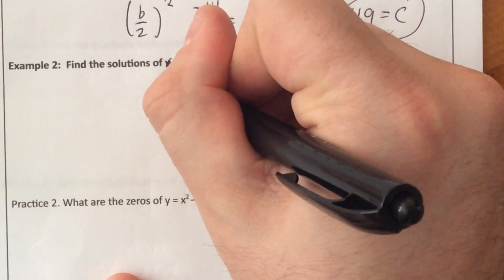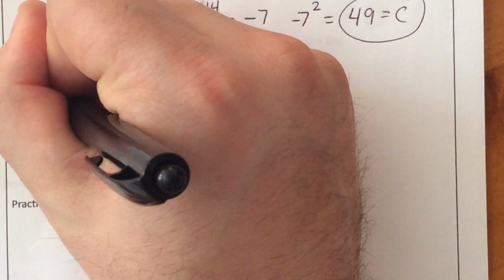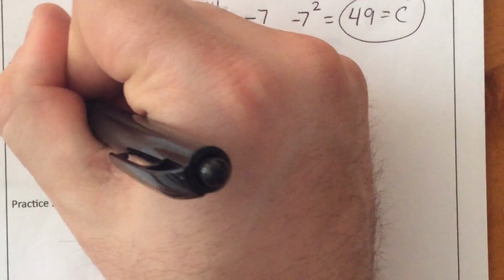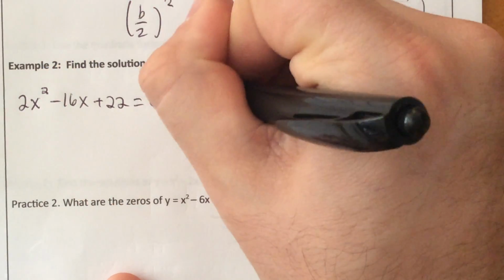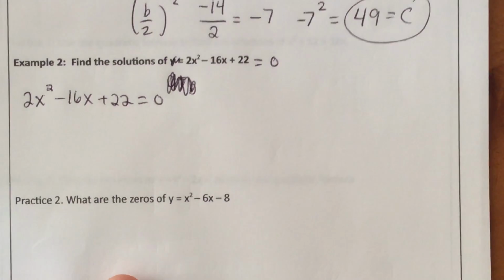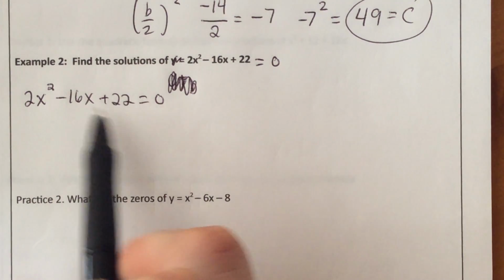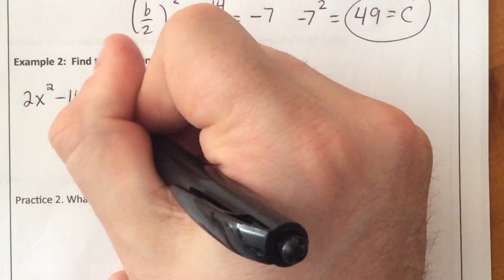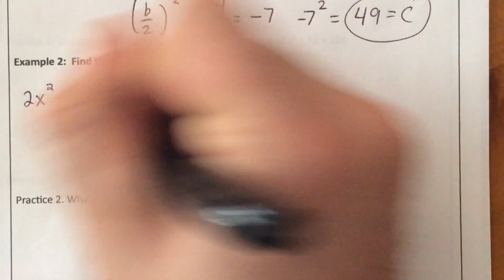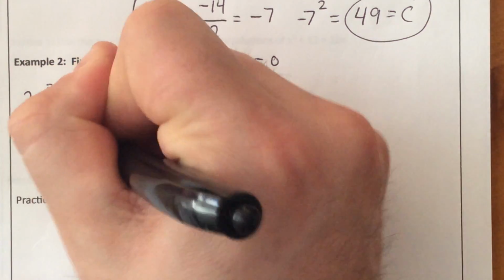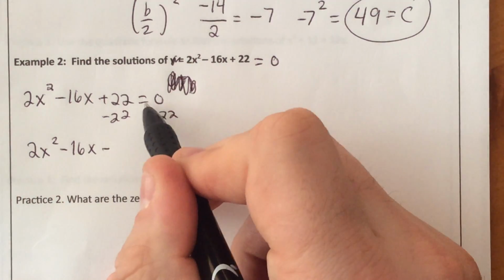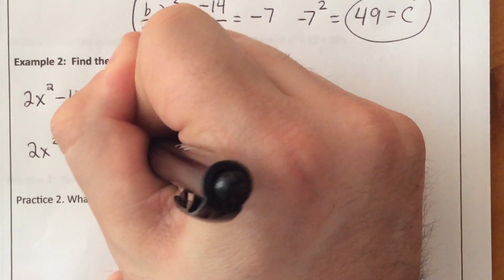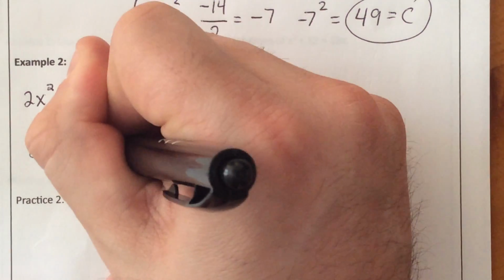So I'm going to write over here, 2x squared minus 16x plus 22 equals 0. Okay, so I need to now subtract this 22 so it goes over to the other side. So I have 2x squared minus 16x. Now I have nothing there anymore, so it's equals negative 22. Okay?